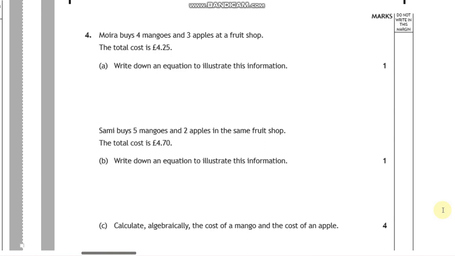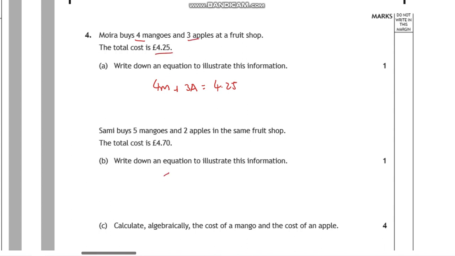Okay, question 4. Because we got a simultaneous equation question, I would really suggest you get good with this because, as you can see, 6 marks. And the beauty of this one is you're getting 2 marks for just saying that 4 mangoes plus 3 apples is giving me 425. 4m, 3a, 425.